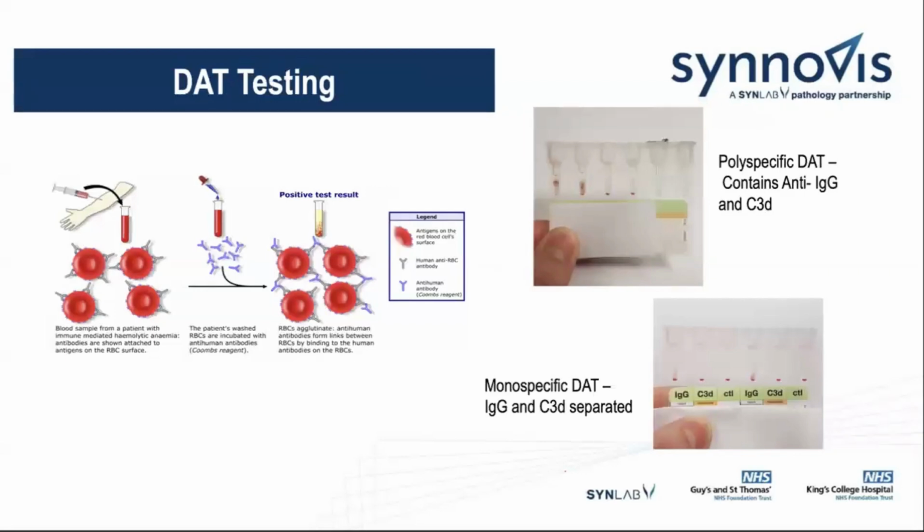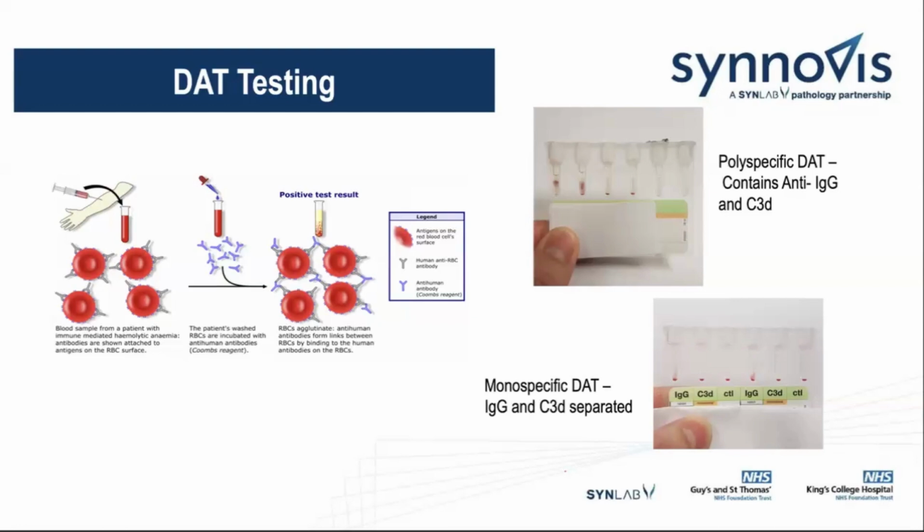So finally, I just wanted to touch on another kind of testing that we do, and we sometimes use it, especially in the investigation of those anomalies that I mentioned earlier. So we've got our DAT testing, which is used to identify the in vivo coating of red blood cells with antibody or complement. So we would use this test when we're investigating hemolysis, such as autoimmune hemolytic anemia, HDFN, hemolytic transfusion reactions, or drug-induced hemolysis.